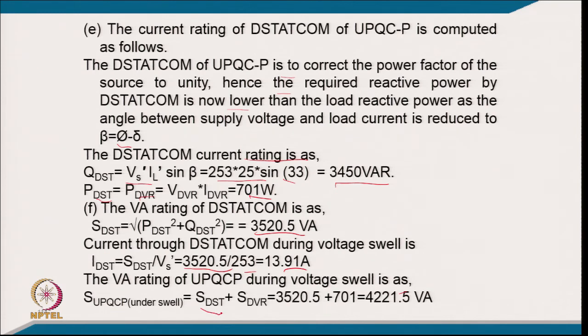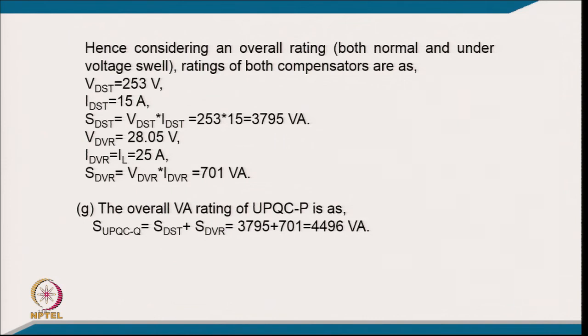The V rating of the UPQC will be the V rating of the D-STATCOM plus the V rating of the DVR. Adding these two, it becomes 4221.5 VA. Hence, considering the overall rating for both normal and voltage swell conditions, the ratings of the compensator are: V D-STATCOM 253 volt and I D-STATCOM 15 ampere, and S D-STATCOM is the multiplication, 3795 VA. V DVR is 28 volt, I DVR 25 ampere. So, the VA rating of the DVR is 701 VA, and the overall VA rating of the UPQC is the D-STATCOM rating plus the DVR rating. So, it becomes 4496 VA.